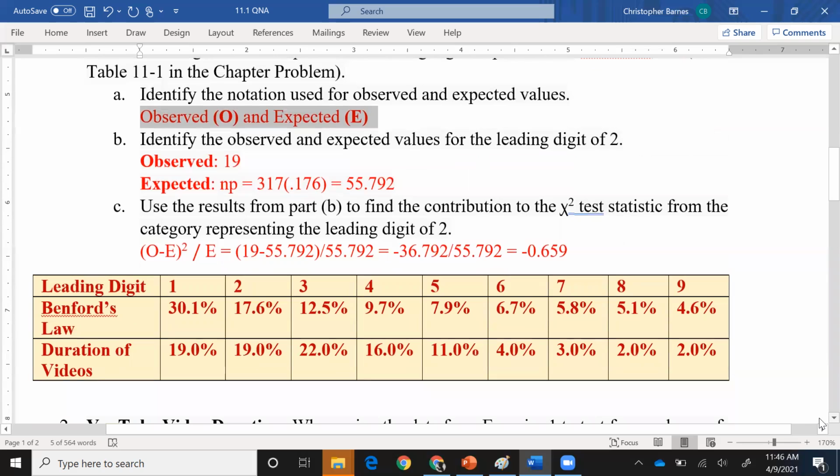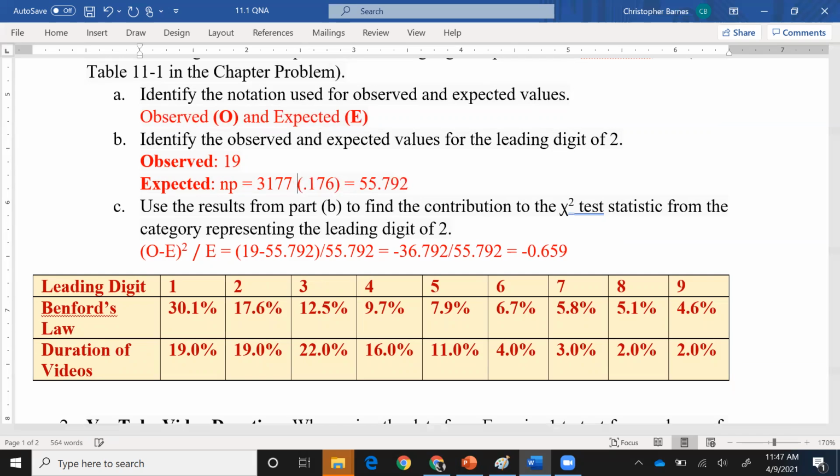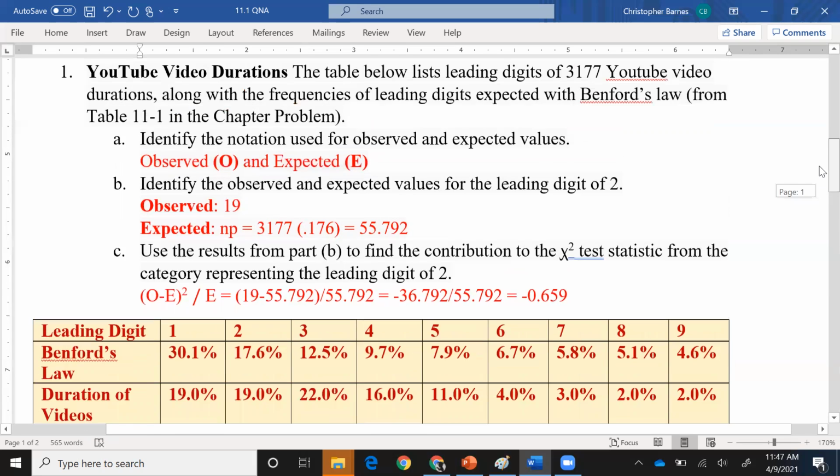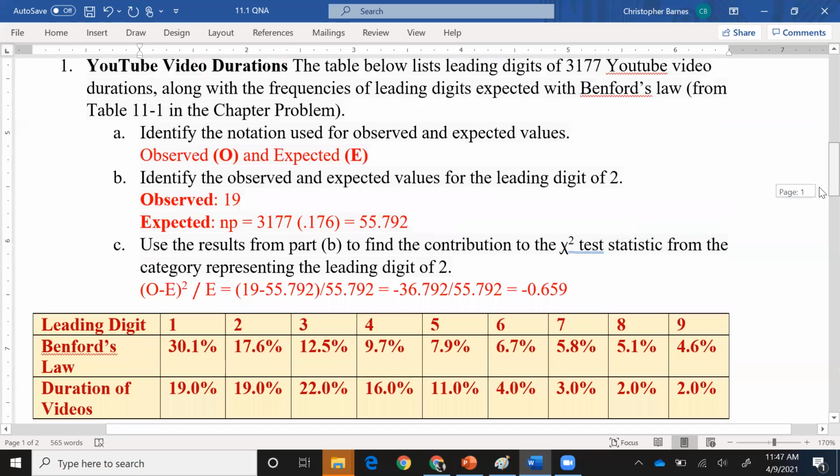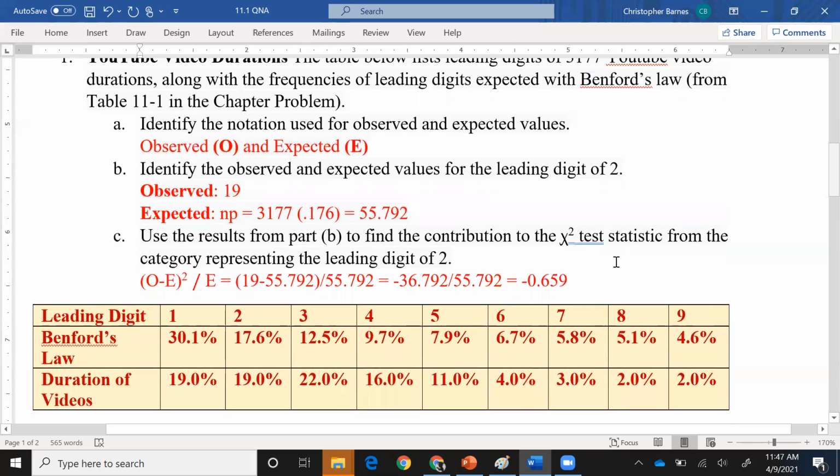Identify the observed and expected values for the leading digit of 2. Now, I'll leave this as it is, but I'm going to change this. When I changed it up top, we made it so that there were 3,117 YouTube videos. So 3,117 YouTube videos is going to have a different number from what we're saying right here, 0.176. Just change this number to 559.